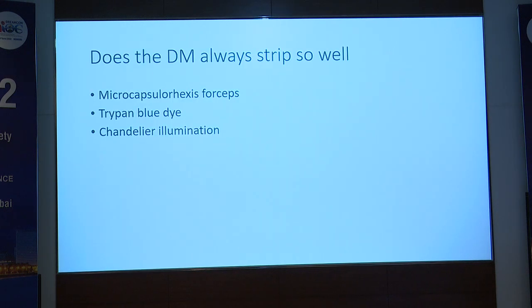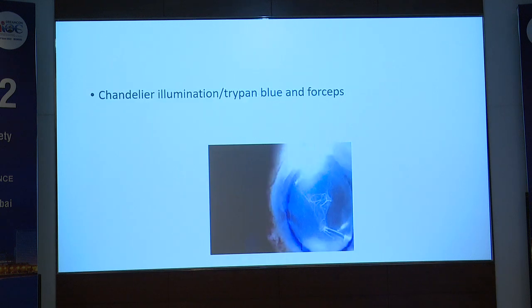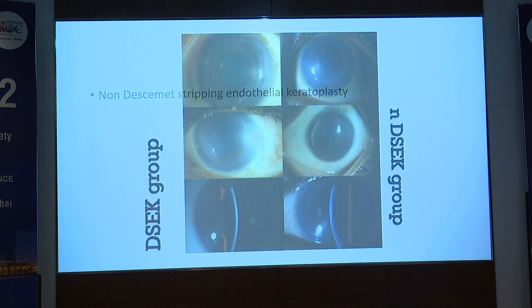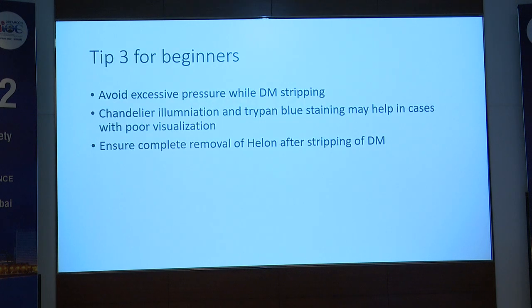If you are not able to visualize your Descemet membrane properly, you can use a forceps, a chandelier illumination, or a trypan blue light. All of these can help you visualize the Descemet membrane easily and help you strip it out of the cornea. Or you can also fill the anterior chamber with air, which gives a good contrast, and then you can do an air descemetorhexis. Again, if the Descemet is not diseased, like it's not a case of Fuchs dystrophy, you can just do a non-Descemet stripping endothelial keratoplasty, and it gives equally good results, and there is no increased haze in the interface whether you score or don't score the Descemet membrane.